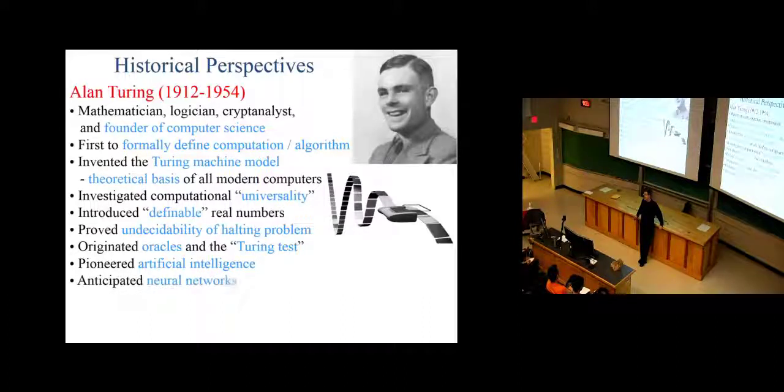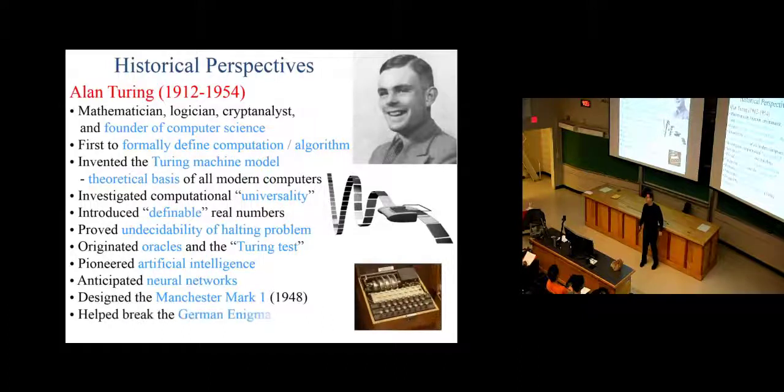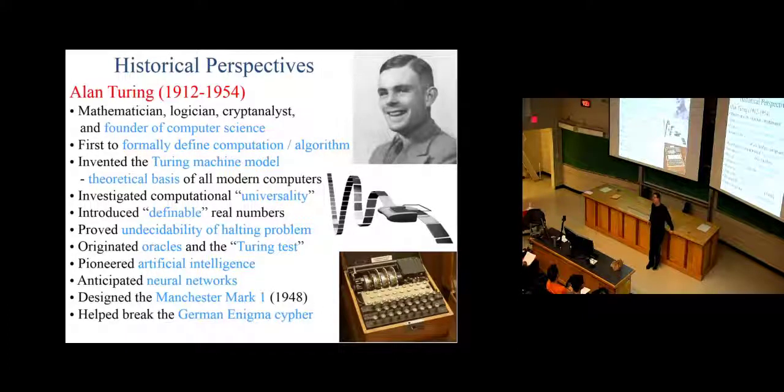And he anticipated neural networks. He invented neural networks. How many knew that? Neural nets are his thing also. Today, it's called machine learning. So he's the founder of all of machine learning in this sense. And he built the Manchester Mark I computer back in the late 40s. And of course, famously, he helped decipher the German Enigma code, which helped World War II to end sooner than it would have otherwise, and thereby he probably saved billions of lives for doing that.